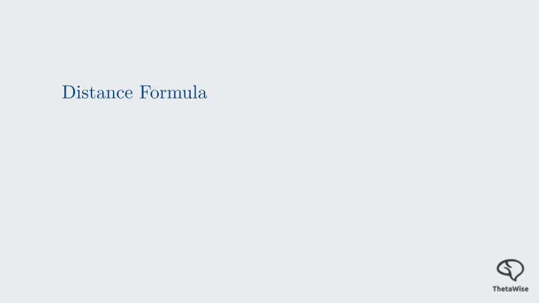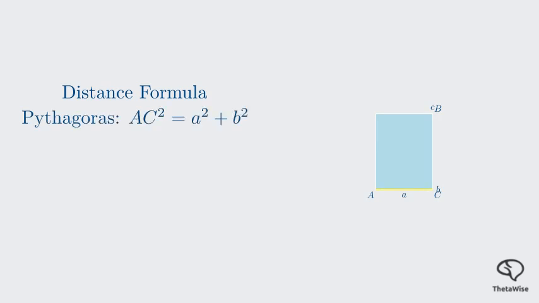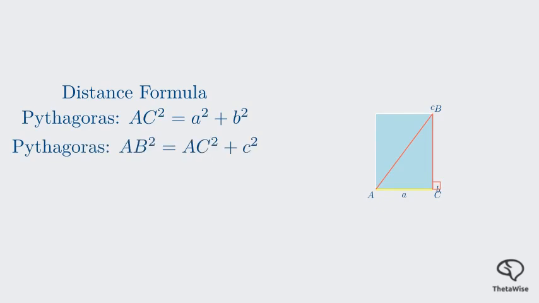Now that we can identify points, our next objective is to find the distance between them. We can derive a formula for this using the Pythagorean theorem, which we are familiar with from 2D geometry. Consider a rectangular prism. Let the length, width, and height be a, b, and c. First, let's find the length of the diagonal AC on the base. Using the Pythagorean theorem, AC squared equals a squared plus b squared. Next, consider the diagonal AB that goes from the bottom front to the top back. Triangle ACB is a right-angled triangle, so AB squared equals AC squared plus c squared.